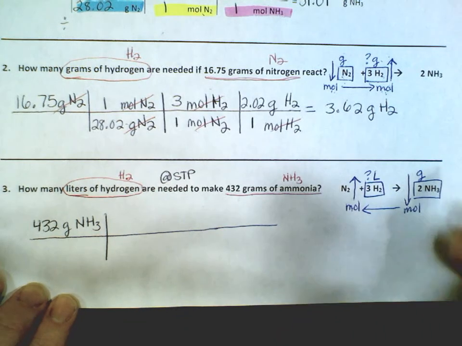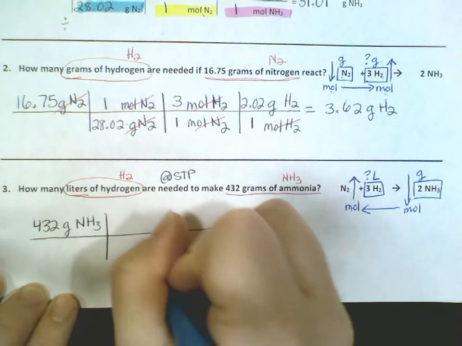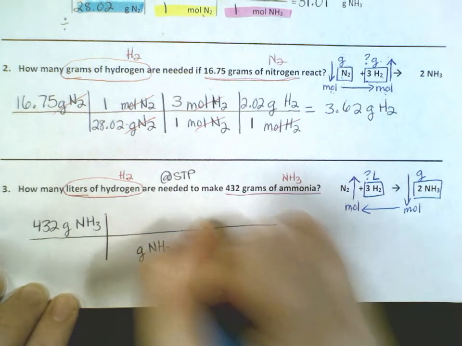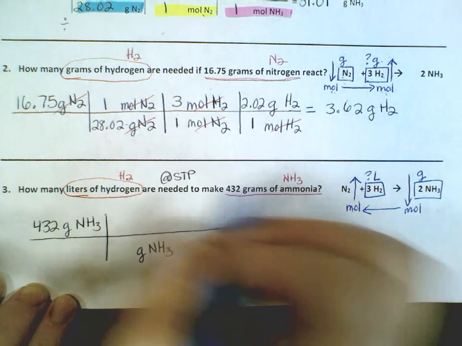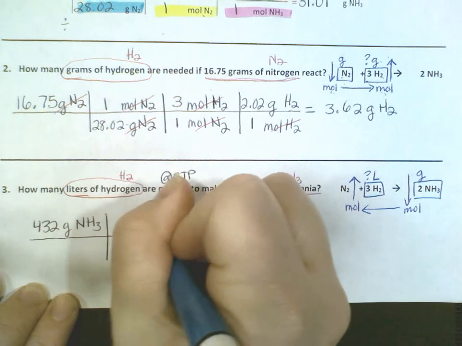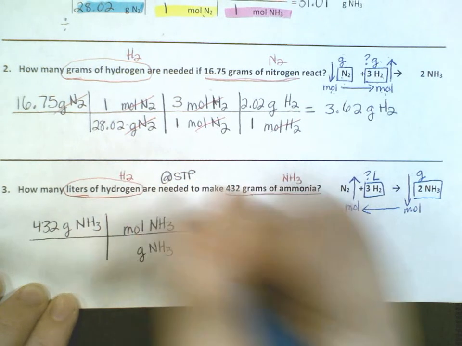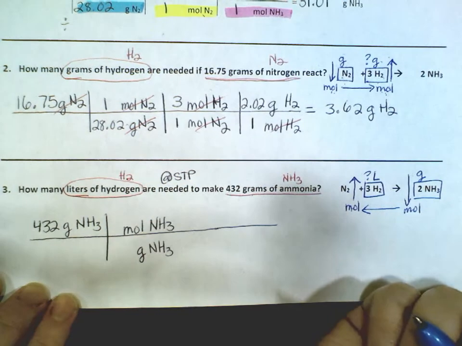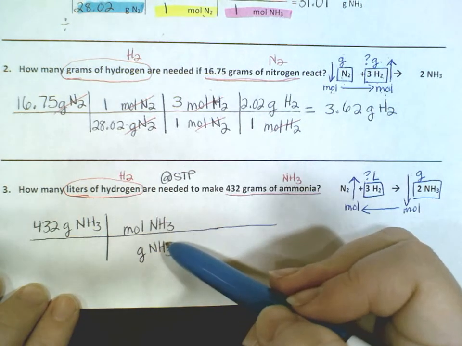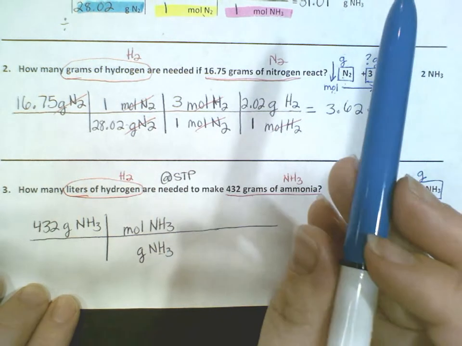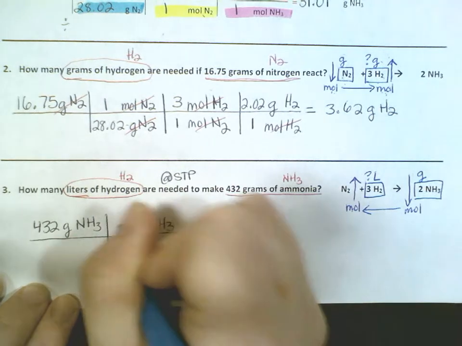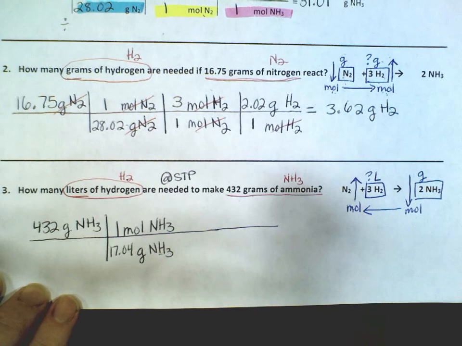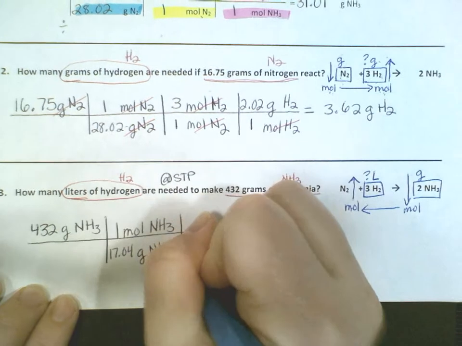All right, so we're going to automatically bring down our units. We're going to check our map. We want to go from grams to moles. Chemical doesn't change. If units change, chemical doesn't. Only change one or the other. So we check our molar mass, 17.04 grams in 1 mole. And then we can do our next step.